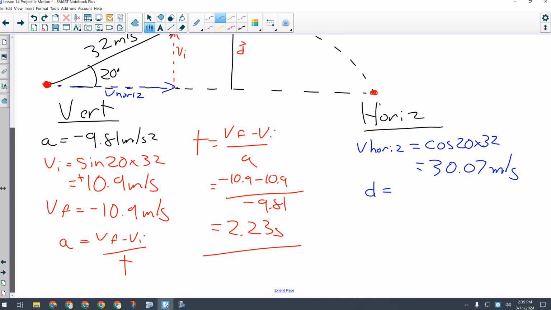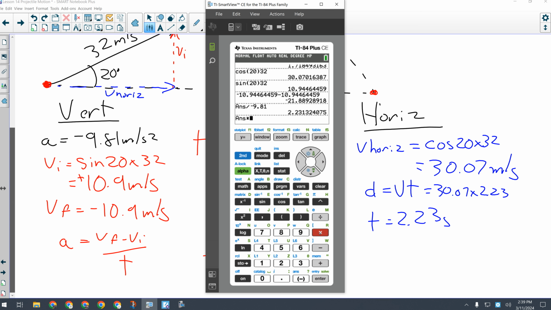So now I can put that over here with my horizontal information. And now I can calculate how far it is across the river, V times T. Okay, so I take my 30.07, multiply it by 2.23. Of course, I keep all my decimals for all of this, so that number times that number there. Okay, that's a long way. 67 meters across the river.